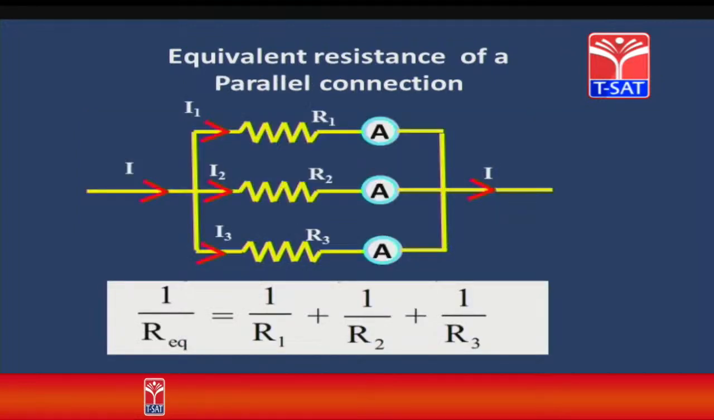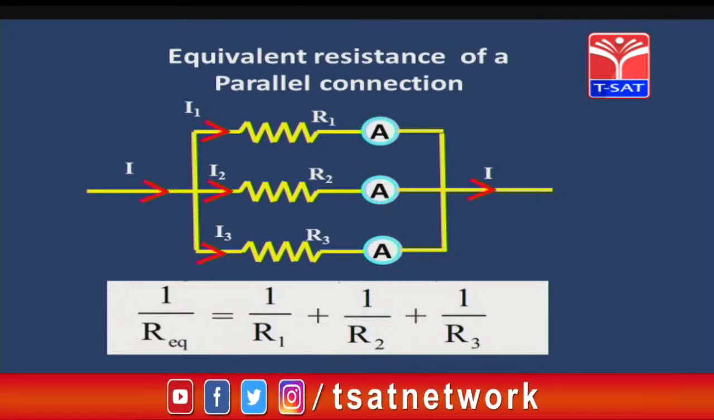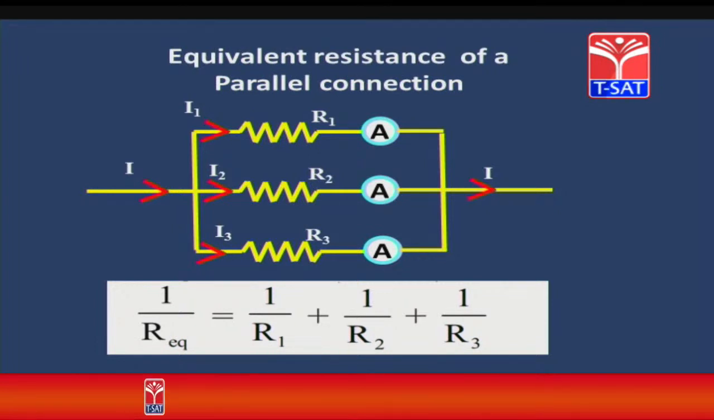When resistors are connected in parallel, the equivalent resistance is given by the equation 1 by R equivalent is equal to 1 by R1 plus 1 by R2 plus 1 by R3. If there are more resistors connected in parallel, then we have to take the sum of all the reciprocals of the resistances, which gives you the reciprocal of the equivalent resistance.